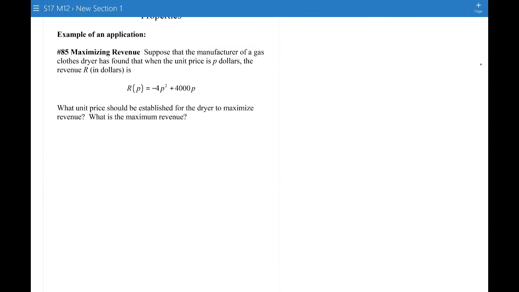Okay, and then here's an example of an application. This is a business application, so we'll look at this one in class together.